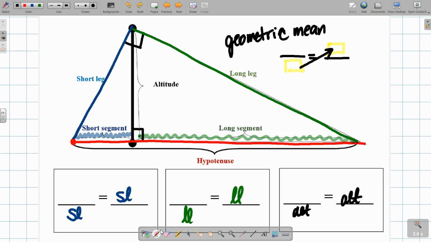So in this scenario, the short leg is the geometric mean between the short segment and the hypotenuse. The long leg is the geometric mean between the long segment and the hypotenuse. Notice those are almost exactly the same, except one is dealing with the short leg and the short segment. The other was dealing with the long leg and the long segment. Then the altitude is the geometric mean between the short segment and the long segment.